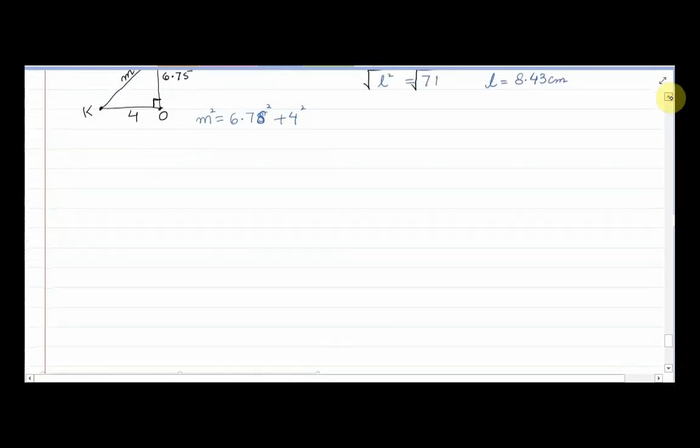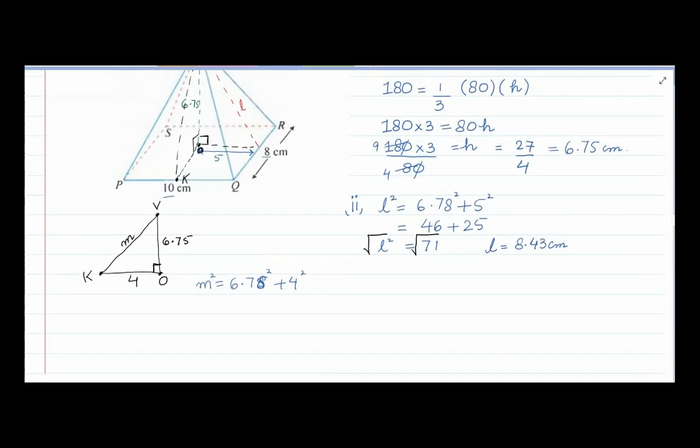Alright, now that is equal to 6.78 square, that is 46, and 4 square, it's 16. So 46 plus 16, it's 62. And at last you need to apply under root on both sides. So that is equal to 7.87. Now that was the tricky part that we had solved.